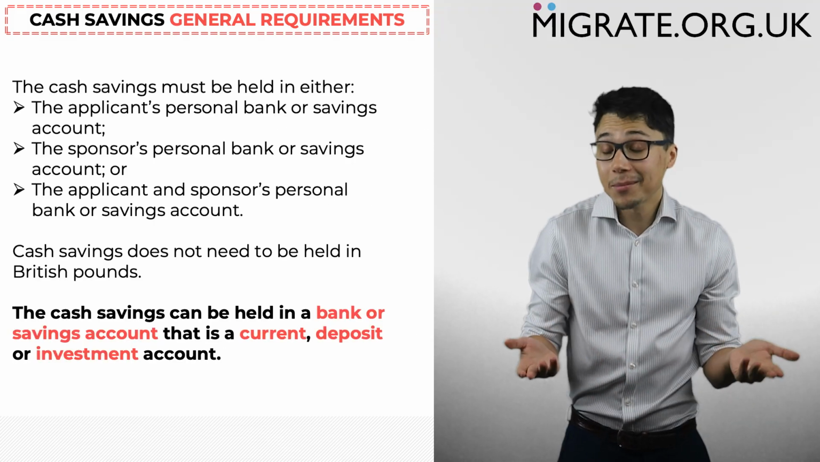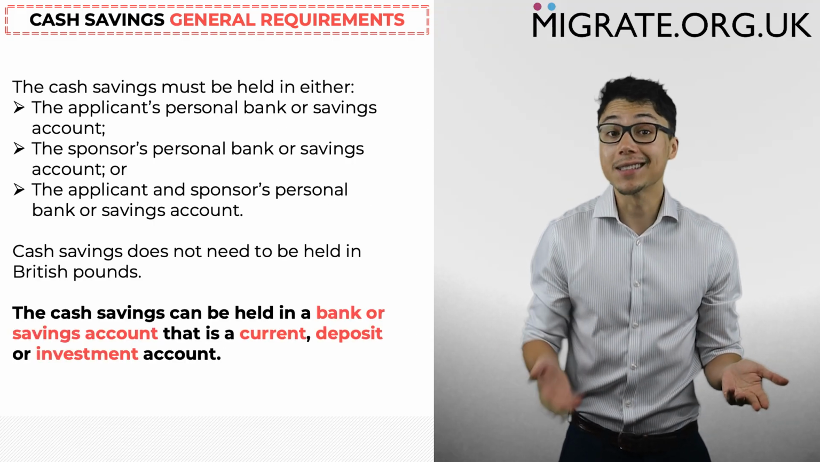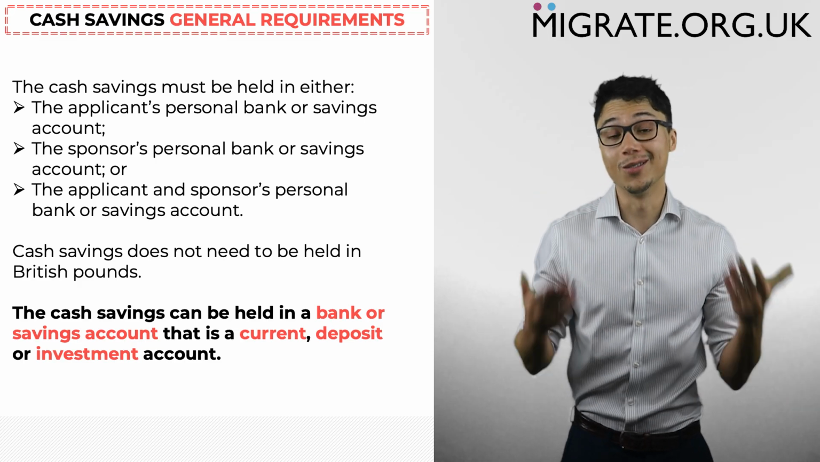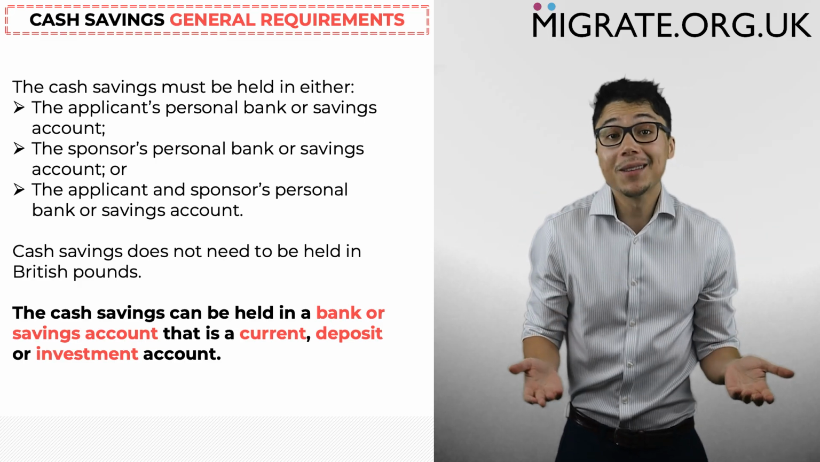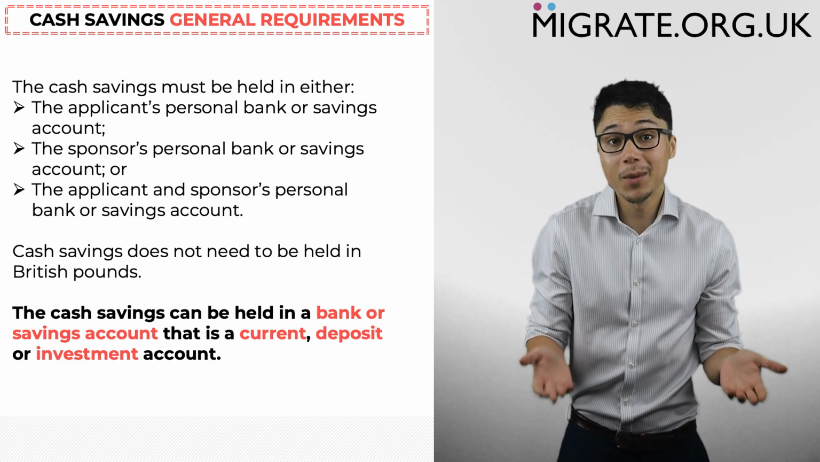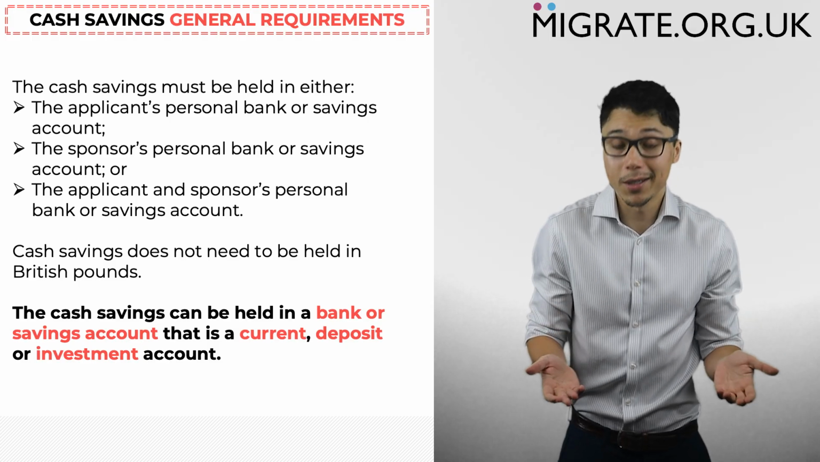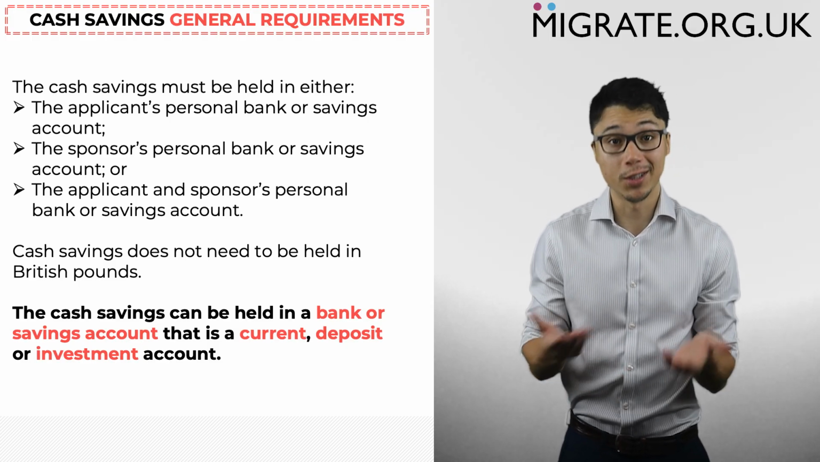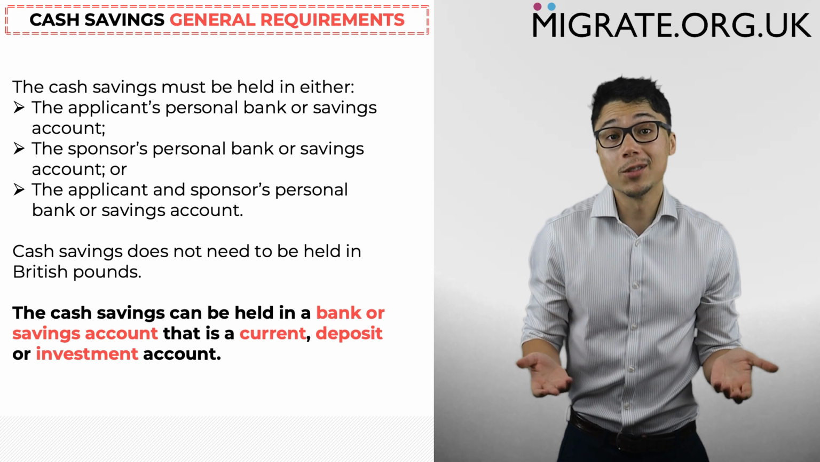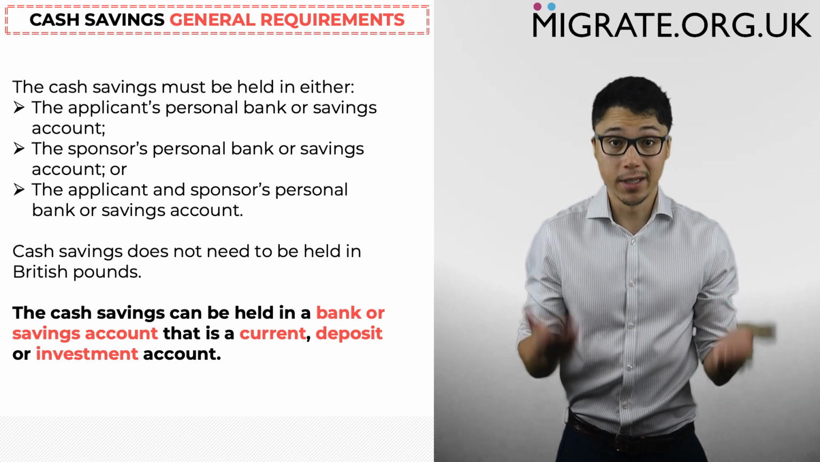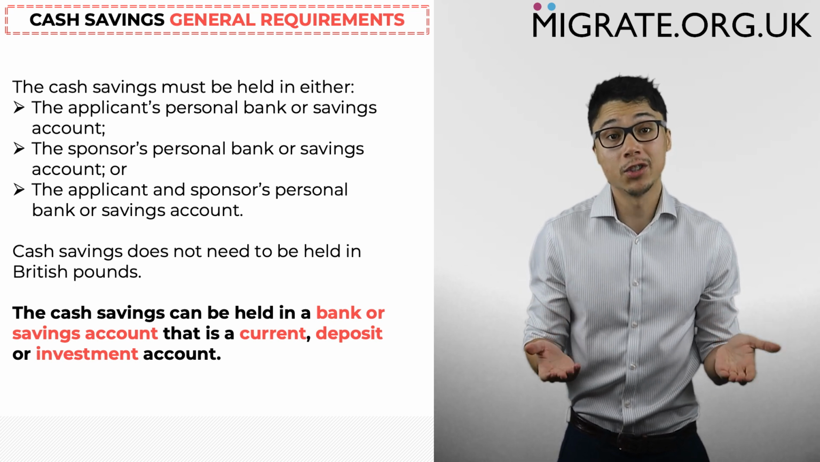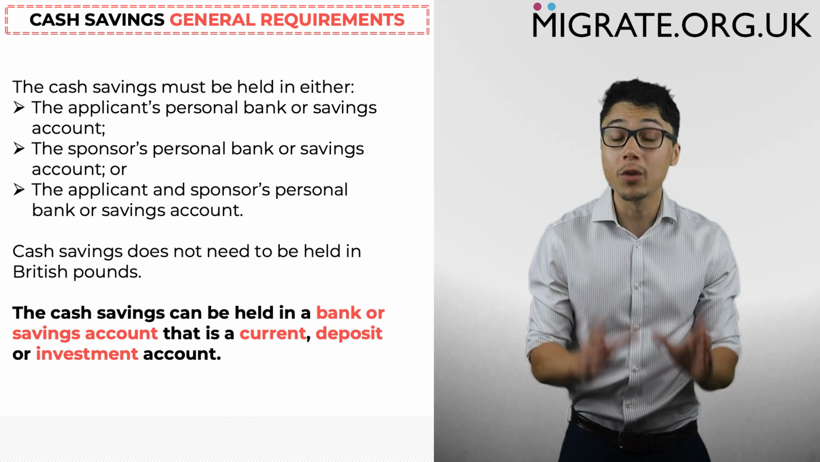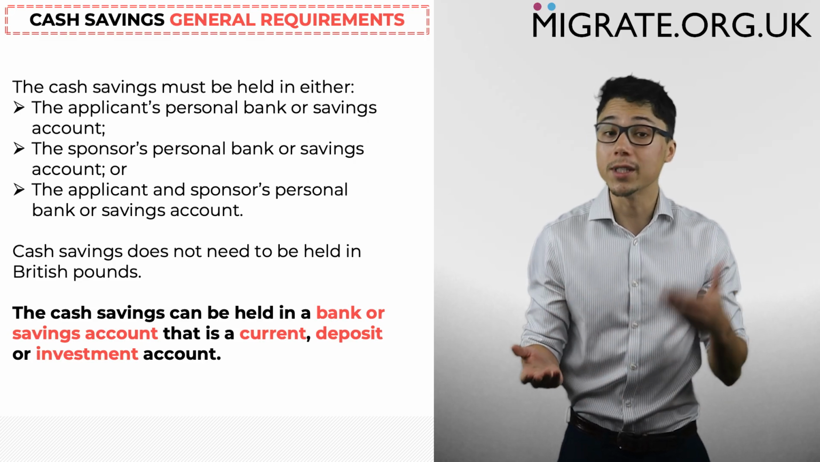The cash savings can be held in a bank or savings account that is either a current, deposit or investment account. But please note that particular care needs to be taken where the funds are held in a brokerage account in which stockbrokers use funds to purchase shares for the account holder, or betting accounts held with a bookmaker or gambling operator, as these are specifically mentioned in the guidance as accounts which do not meet the criteria of being a bank or savings account.